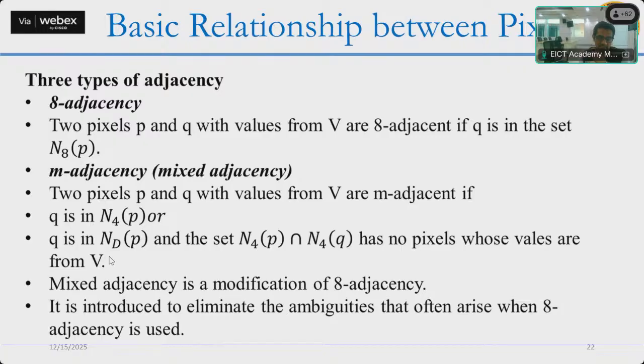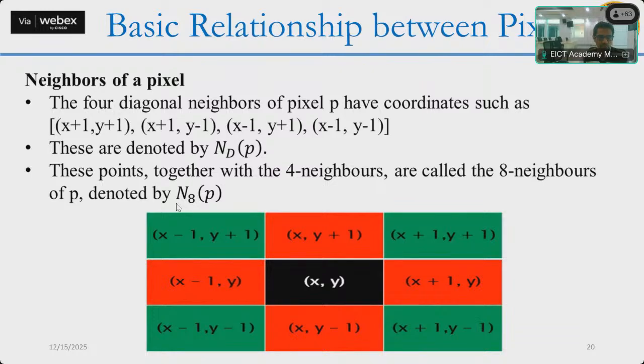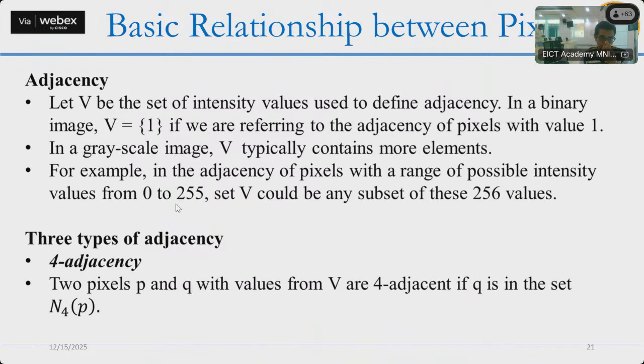So mixed adjacency is a modification of 8 adjacency. It is introduced to eliminate the ambiguities that often arise when 8 adjacency is used. Let V be the set of intensity values used to define adjacency. M adjacency, yes, we will come to this part.